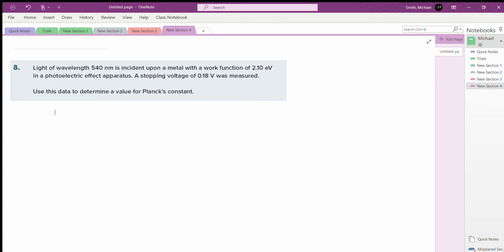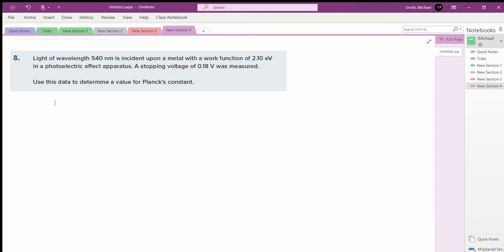This is question 8 from the SACE Stage 2 Physics course companion from subtopic 3.2 particle wave duality. Here we have light with a wavelength of 540 nanometers incident upon a metal surface which has a work function of 2.1 electron volts, and a stopping voltage of 0.18 volts was measured. We need to use this data to determine a value for Planck's constant.